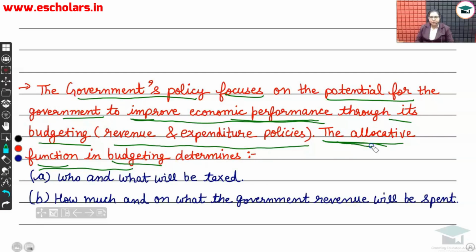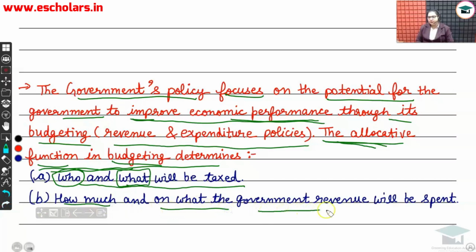So basically, the allocative function in budgeting determines who and what will be taxed, that is, to whom the government will levy the tax and on what goods and services the taxes should be levied. Next, how much and on what the government revenue will be spent. That is, the government will decide on what items it will spend its revenue, and how much amount.